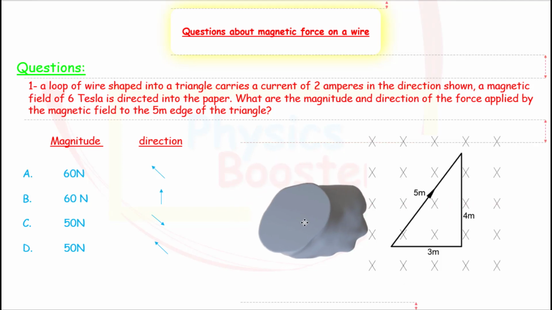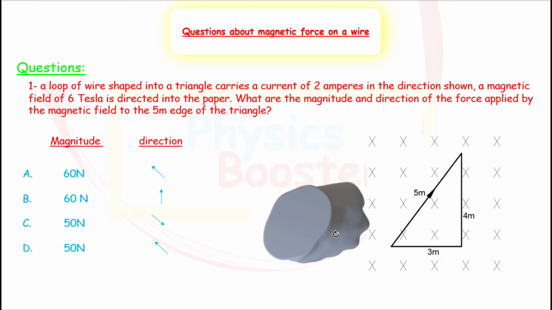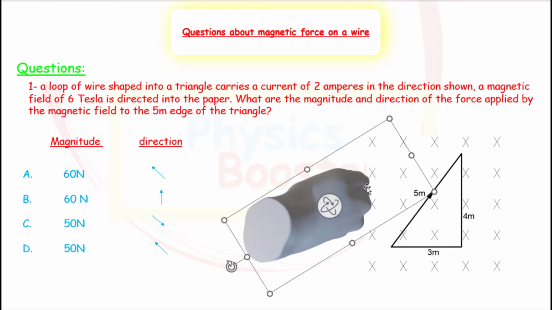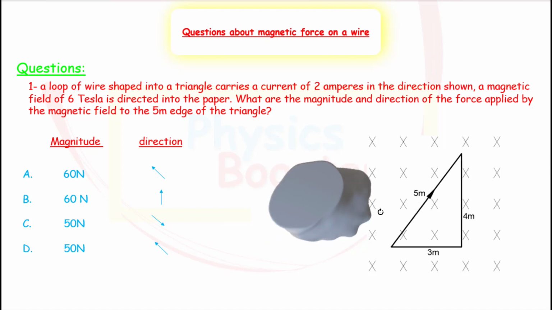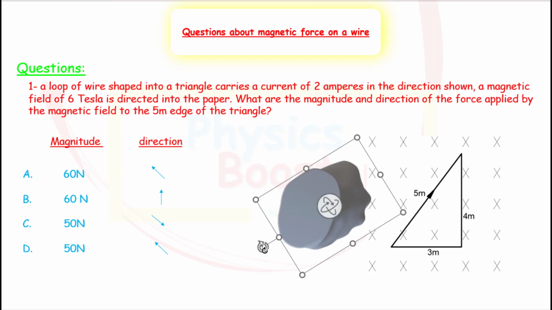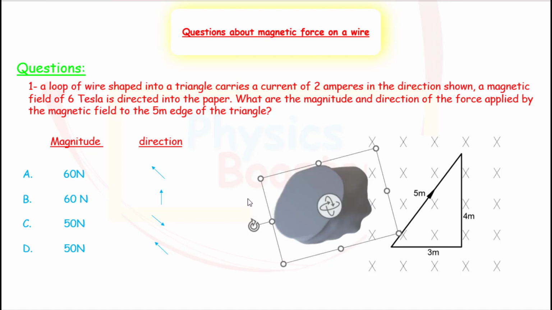Now, finally, the force will be in the direction of the palm of my hand. Let's just fix this a little bit. Again, my fingers are pointing towards the magnetic field. My thumb is pointing towards the direction of the current. Finally, the palm of my hand is showing me the direction of the force. So the direction of this force, in this case, is going this way. So the choices that show the correct direction are A and D.